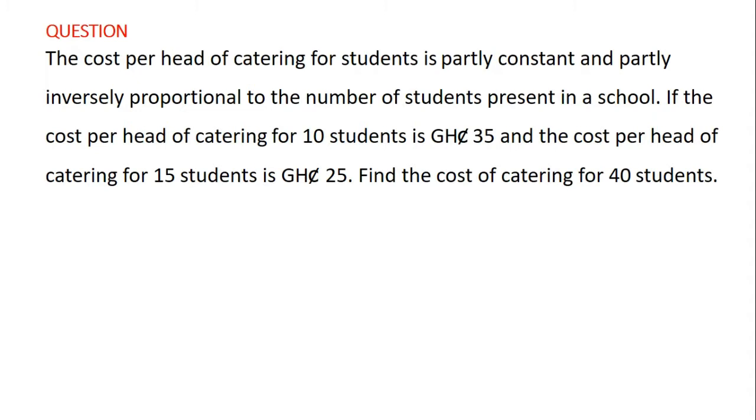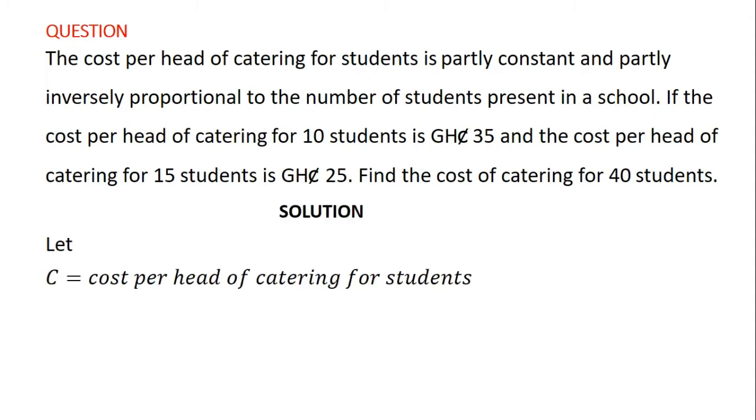To solve this question, we are going to define the variables that we'll be using in the solution. So let C represent the cost per head of catering for students and N represent the number of students. We are being told in the question that the cost per head of catering for students is partly constant and partly inversely proportional to the number of students in the school. So this is a partial variation and the first part is a constant. We will let Q represent that constant.